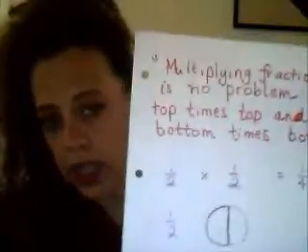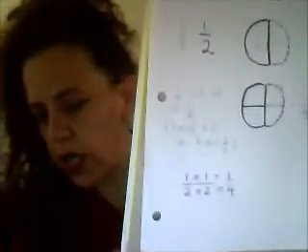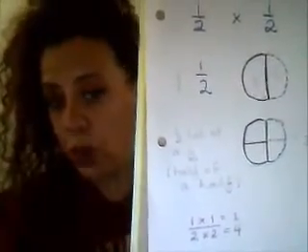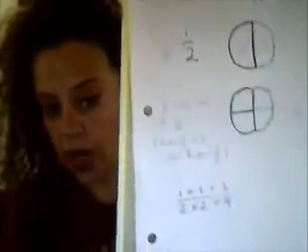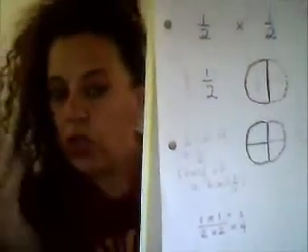And we'll start with 1/2 times 1/2. Okay. So you can see here, I've already done that for you. 1/2 times 1/2 is 1/4. Well, why? Well, let's come down here. We've got our top times top and bottom times bottom. So we're multiplying each numerator and we're multiplying each denominator. And so we've got 1 times 1 is 1, 2 times 2 is 4. So 1/2 times 1/2 is 1/4.